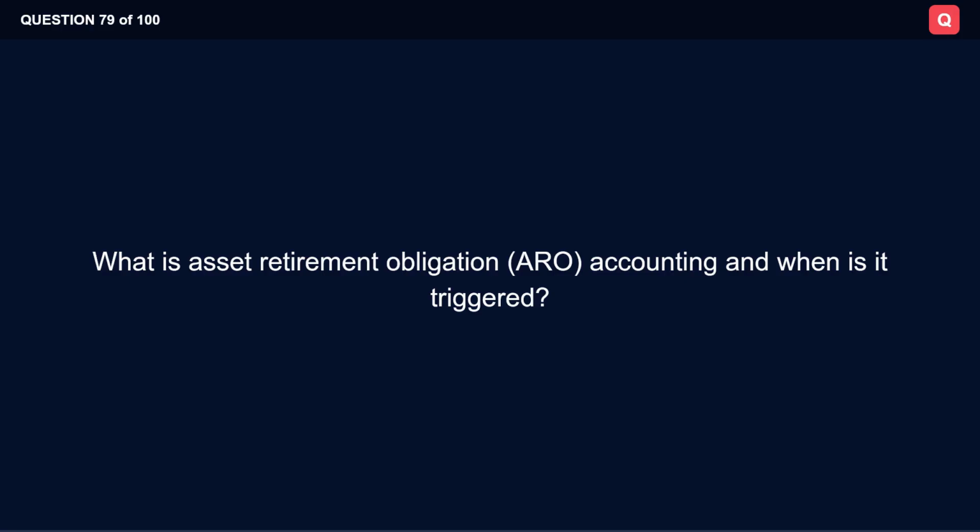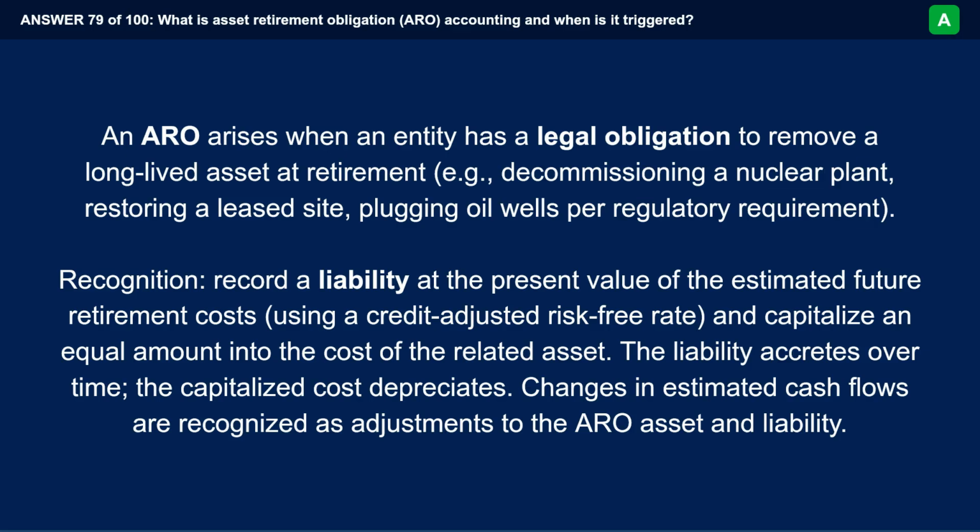What is asset retirement obligation, ARO, accounting, and when is it triggered? An ARO arises when an entity has a legal obligation to remove a long-lived asset at retirement. For example, decommissioning a nuclear plant, restoring a lease site, plugging oil wells per regulatory requirement.